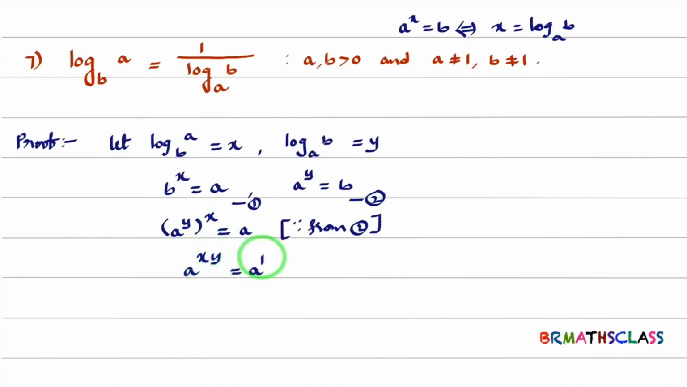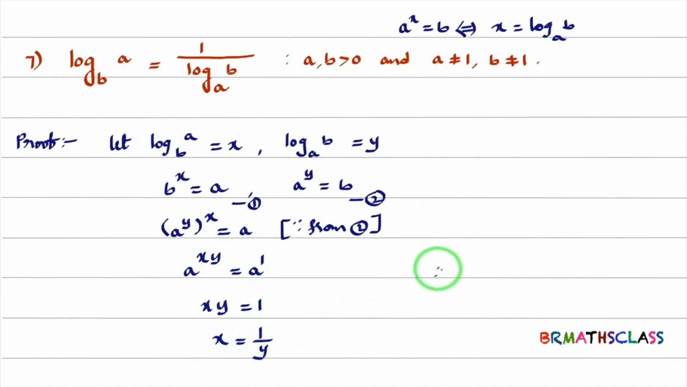A can be written as a power 1. You observe here, bases are equal, so powers are also equal. So I can write that xy equal to 1. From this, x equal to 1 divided by y.